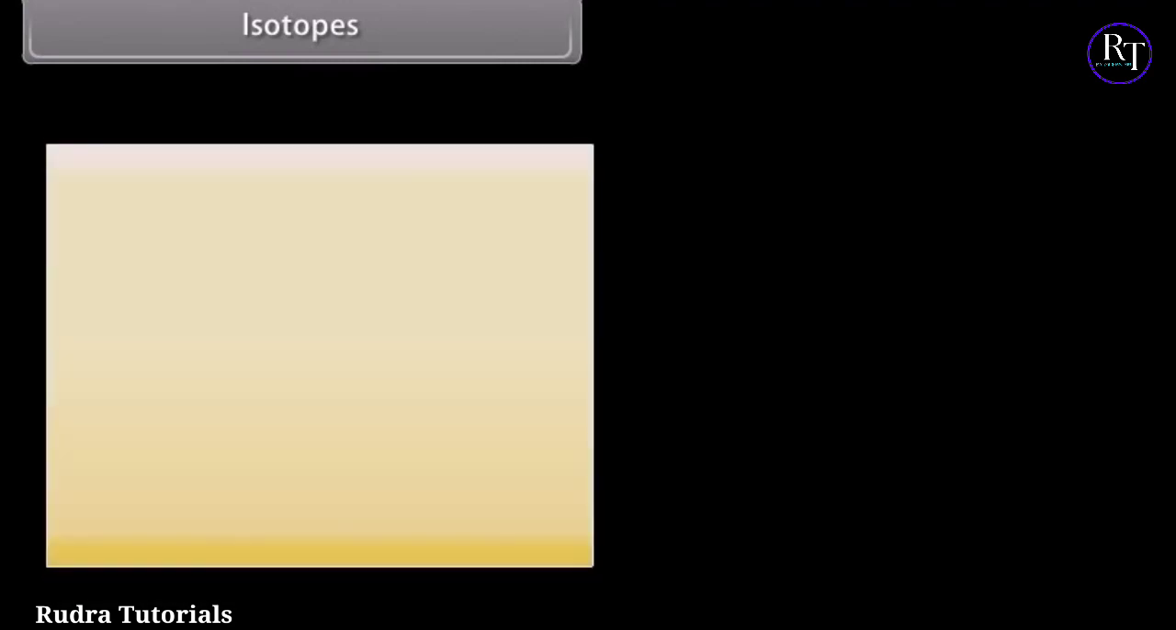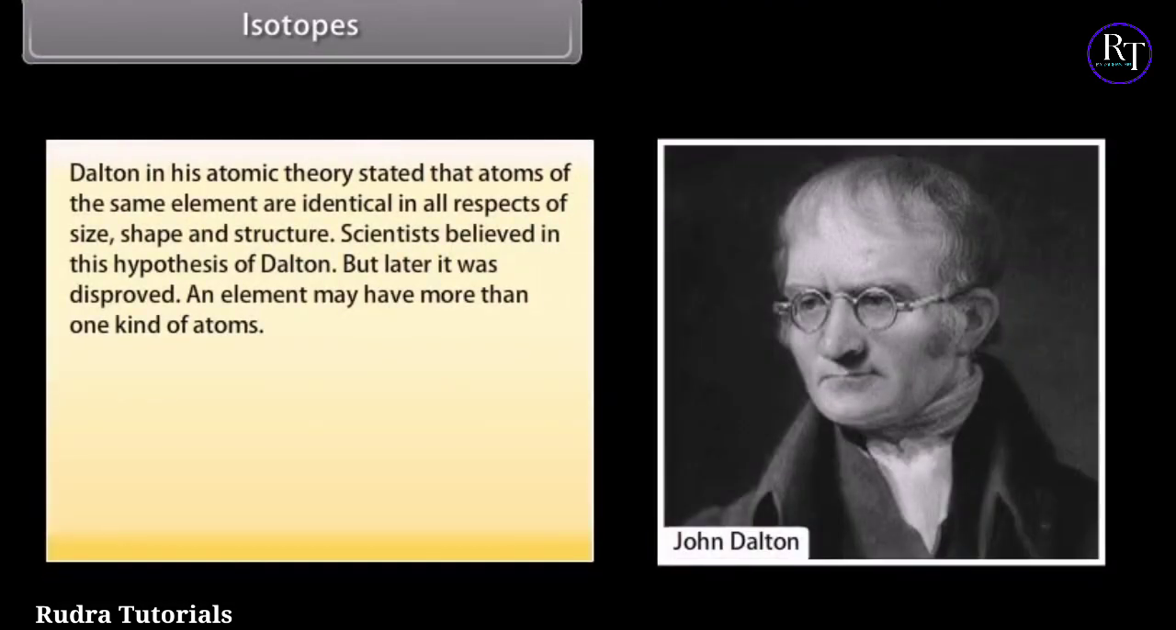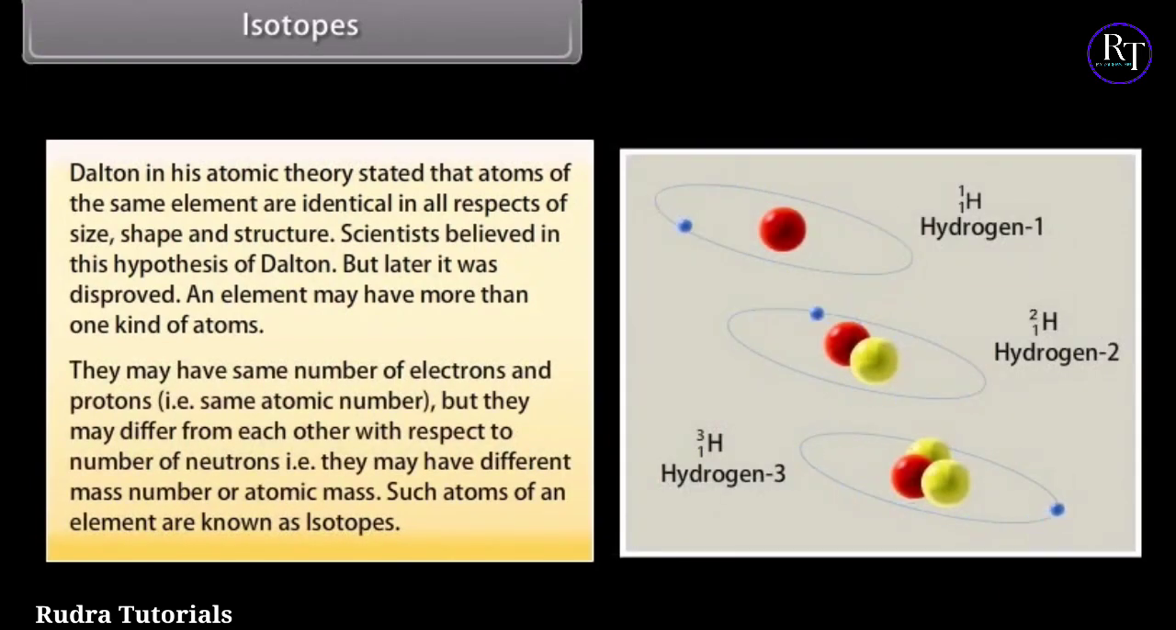Isotopes. Dalton, in his atomic theory, stated that atoms of the same element are identical in all respects of size, shape, and structure. Scientists believed in this hypothesis of Dalton, but later it was disproved. An element may have more than one kind of atom. They may have the same number of electrons and protons, that is, the same atomic number, but they may differ from each other with respect to the number of neutrons, that is, they may have different mass number or atomic mass. Such atoms of an element are known as isotopes.